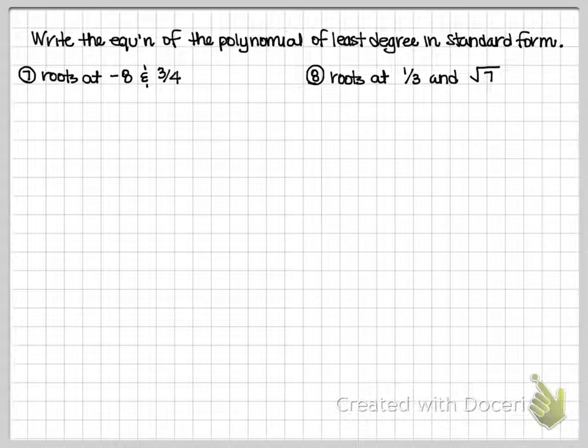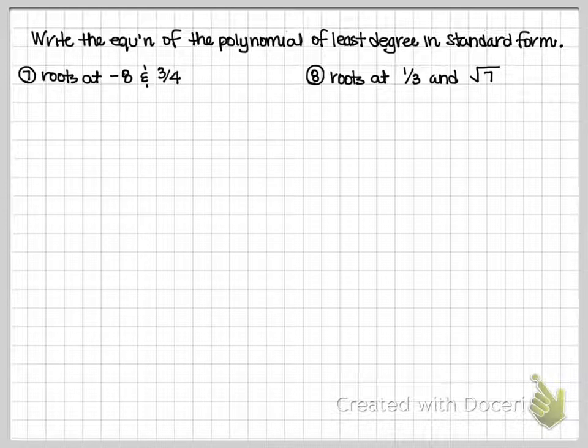Okay, moving on. One of the next things that we did was being able to write the equation of the polynomial in least degree, so we don't want to add any more additional work in, and we're going to go ahead and put this in standard form. So in this case, I'm actually going to leave question number 7 for you. I'm going to do number 8, so I'm just going to kind of reverse these guys.